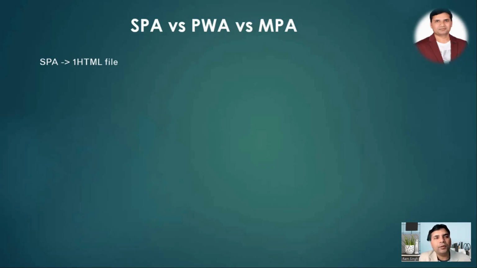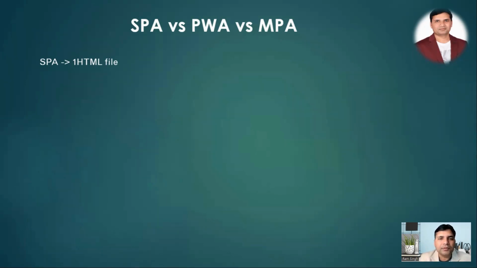And if you need new data, then we have to call the API to get the data and render it in the page, right? So that's how this SPA application works normally.